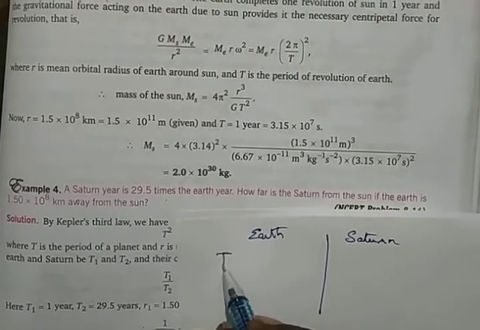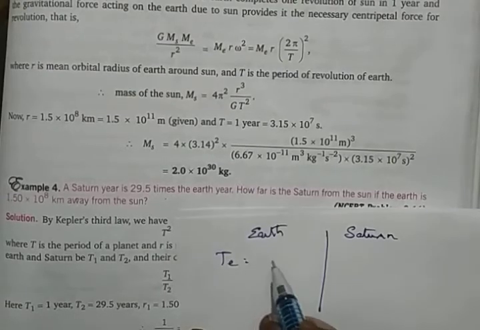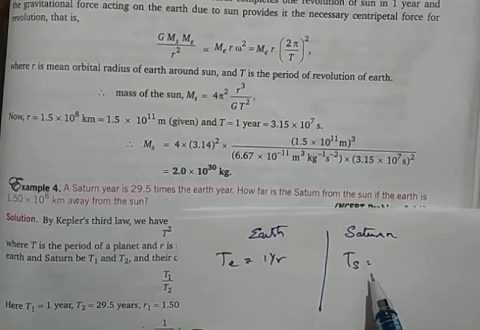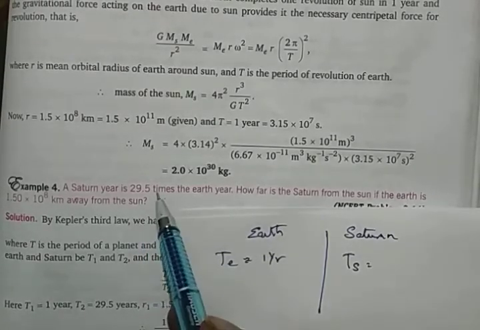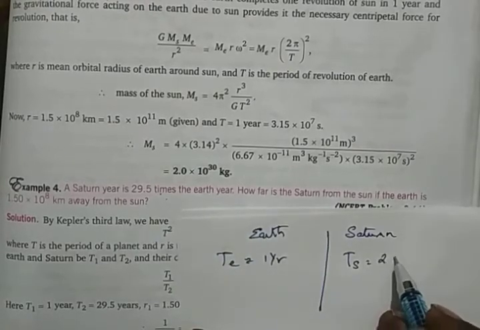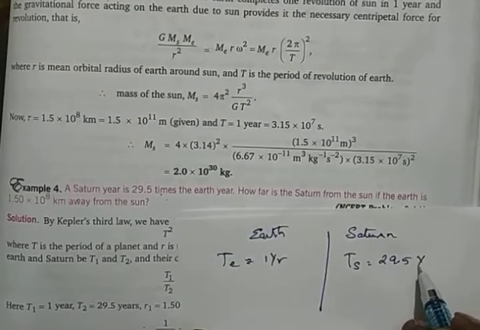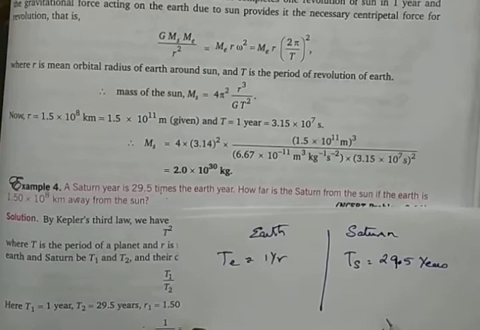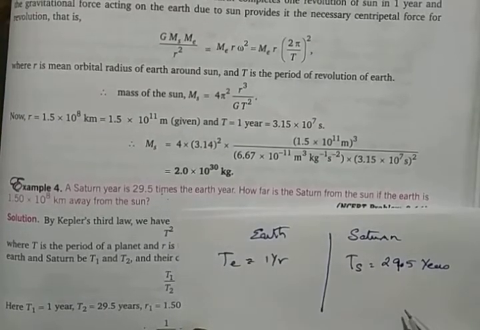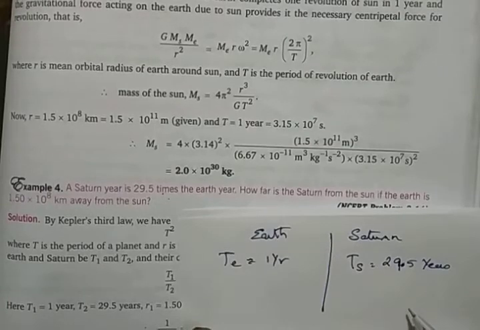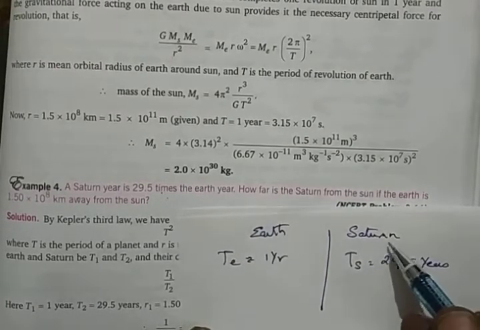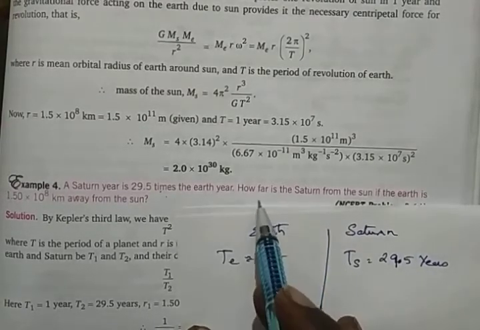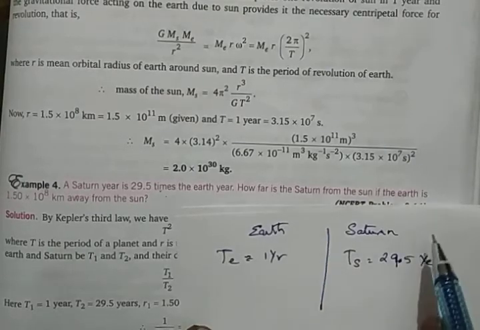Now, what is the time here to revolve around? The time of Earth to revolve around the Sun is 1 year. What is the time of Saturn? It takes 29.5 times, so it is going to be 29.5 years to revolve once. Almost close to 30 years. So if it starts now from one point, in 2050 it will complete. 30 years gone. Now it is asked how far is that from the Sun?